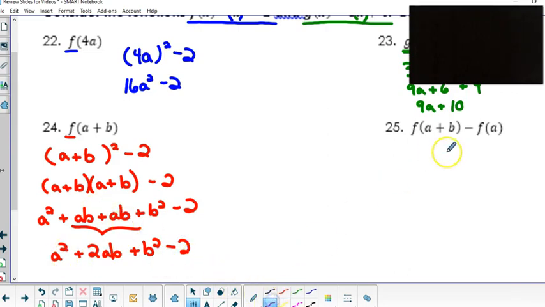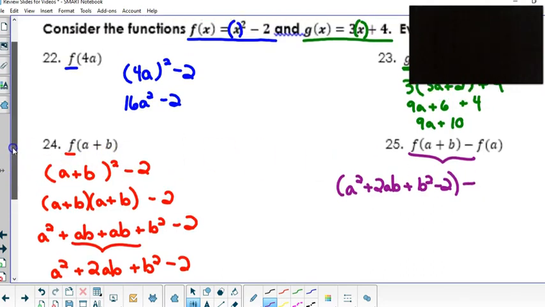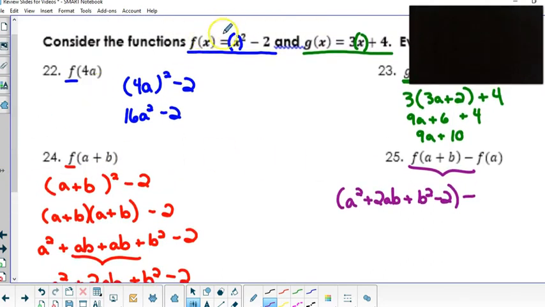For number 25, it's f of a plus b minus f of a. So f of a plus b, hey, we already found that over here. That is a squared plus 2ab plus b squared minus 2. But then we're going to subtract f of a. And f of a, if you remember going back to our function, is a squared minus 2. Don't forget, though, that you're subtracting this entire expression. This is minus, and you've got to put parentheses around your expression for f of a, which is a squared minus 2.